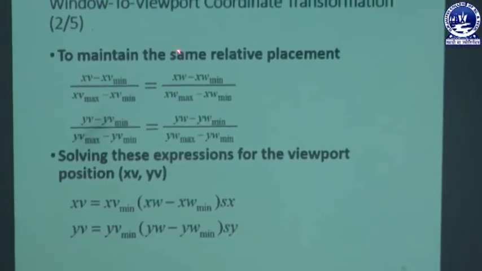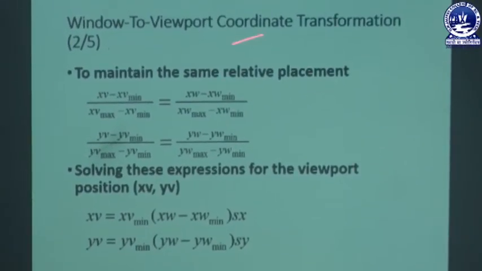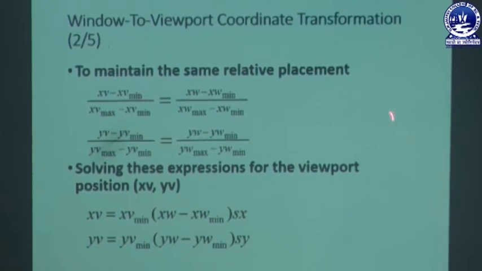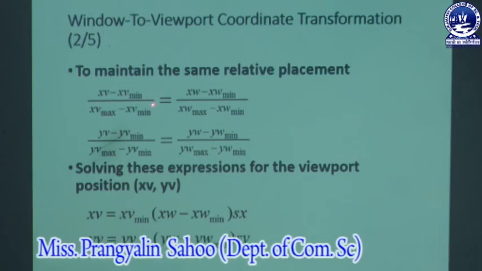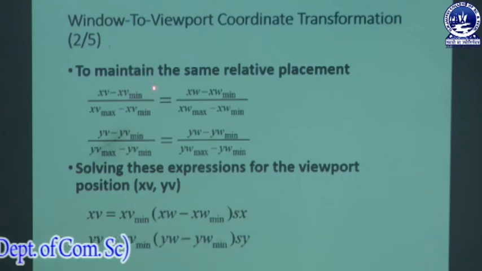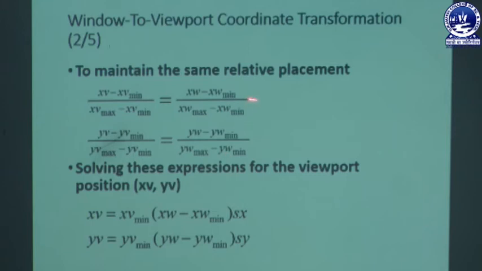That means to maintain the same relative placement when changing the value from the window coordinate system to the viewport, it provides one mathematical concept: xv minus xv minimum. Here xv is the original viewpoint of the origin part, that is x minus xv minimum. That means the minimum value of the default value of the window screen starts as the device coordinate, divided by xv maximum. That means the maximum value in the x direction of the viewport coordinate elements is subtracted with xv minimum.